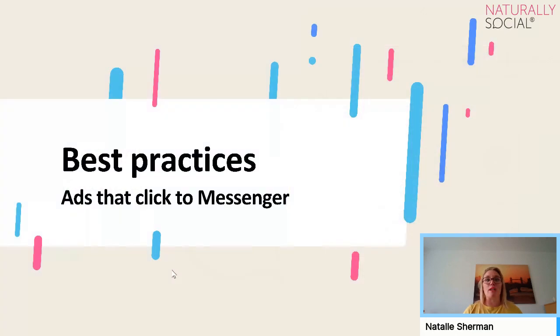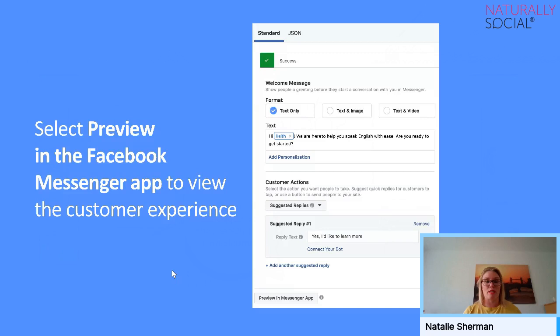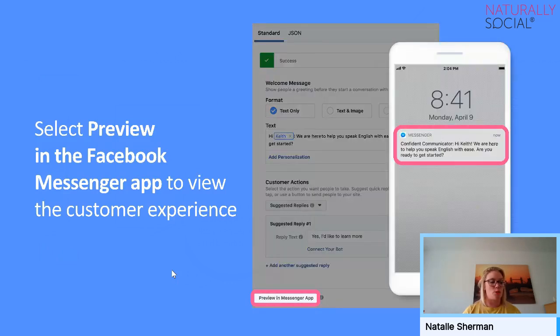So best practices when you're advertising, when you're promoting the call to action button, when you are advertising and encouraging people to message your page: always select preview in the Facebook Messenger app so that you can view the customer experience. At the bottom of the Messenger setup in Ads Manager, you can see an option to preview in the app. This will push your initial message to Messenger so you can preview it just like your customer would see it.